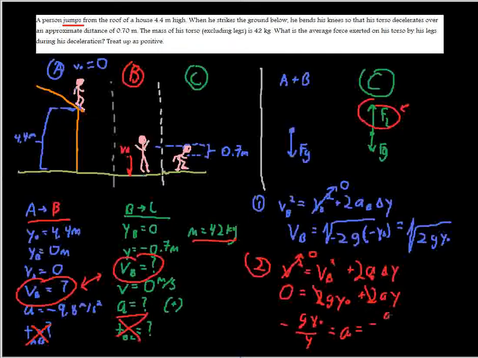So I have negative 9.8 times y naught, which was 4.4. All of that divided by y, which is negative 0.7. And that gives me a final answer for the acceleration of 9.8 times 4.4 divided by 0.7, 61.6 meters per second per second.